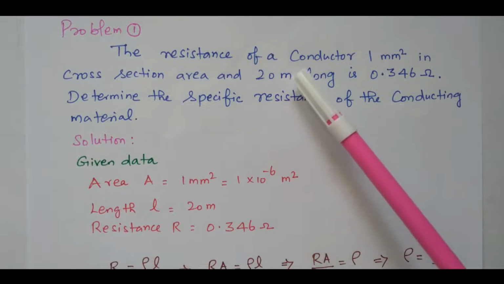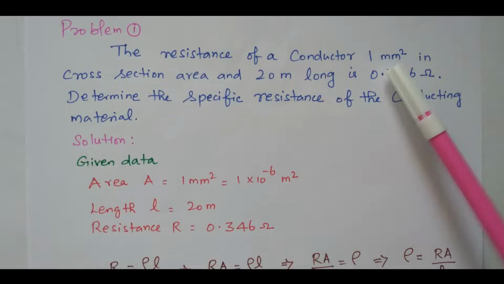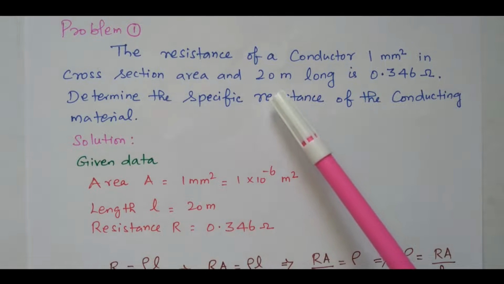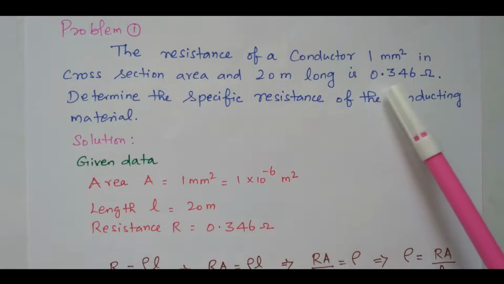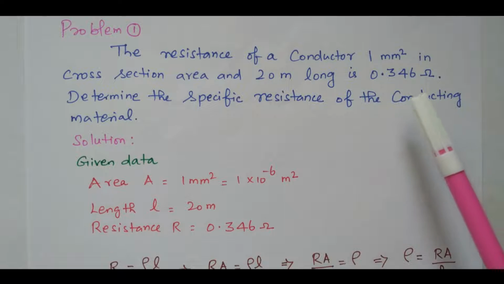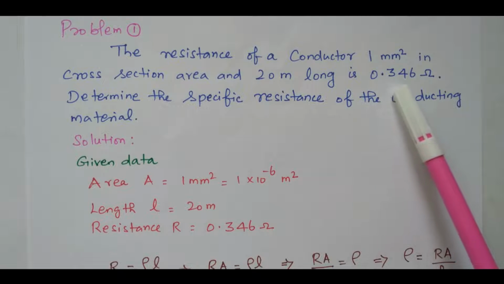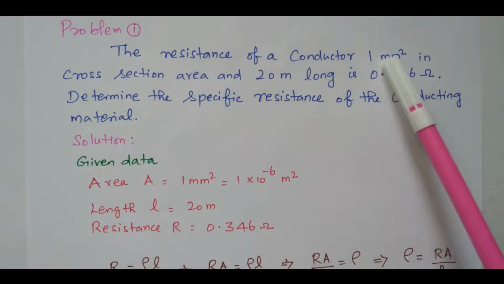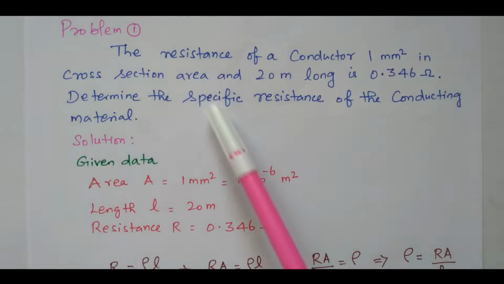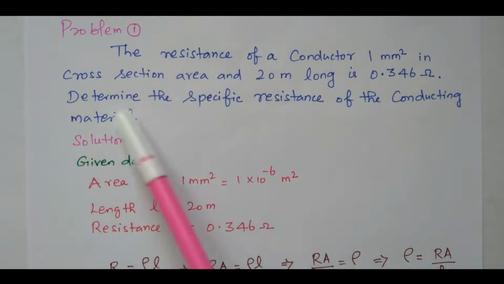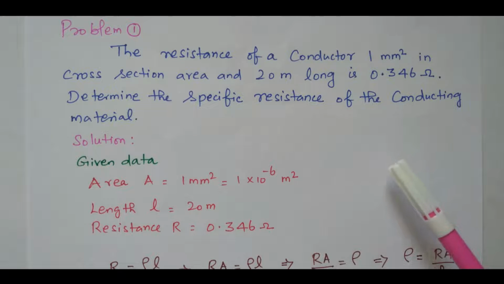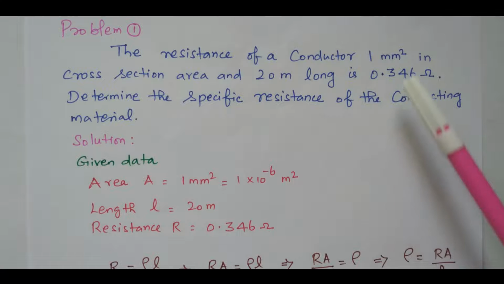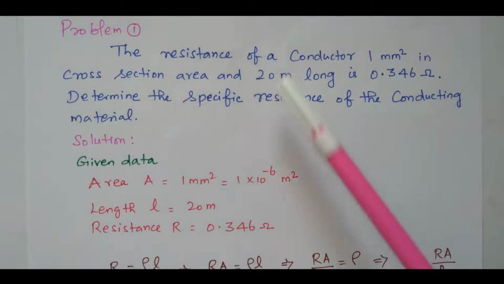The resistance of a conductor 1 millimeter square in cross-sectional area and 20 meter long is 0.346 ohm. The resistance of the conductor is given as 0.346, the area of cross-section is 1 millimeter square, and the length is 20 meter. Determine the specific resistance of the conducting material, that is resistivity. We need to find the resistivity, right? The resistance, cross-sectional area, and length are given.